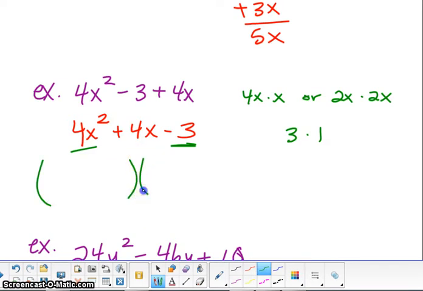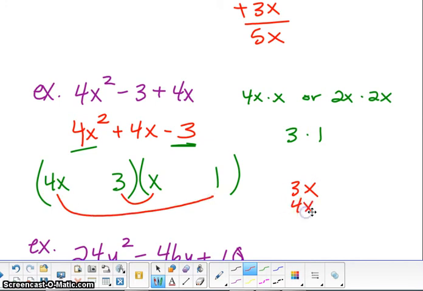Okay, the signs are going to be a little tricky here, so I'm going to wait for that and go ahead and do some guessing and checking here. 4x and x are my first ones, 3 and 1. So I'm going to go ahead and check 3x, and this outside is 4x, and there's no way that I can get, either by negatives or positives, 4. So I know that that's not the way to go.